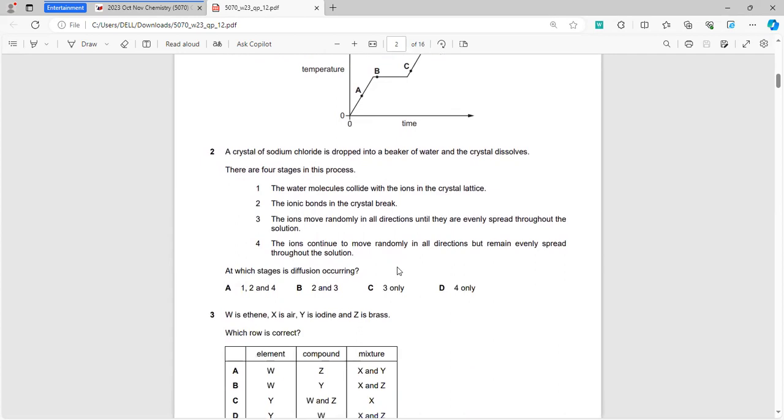Now, in question number 2, they've asked us about diffusion. The only correct statement about diffusion in all of these options is that in diffusion, the particles or ions move completely randomly in a haphazard pattern, and they keep doing so until they evenly spread out through the container.